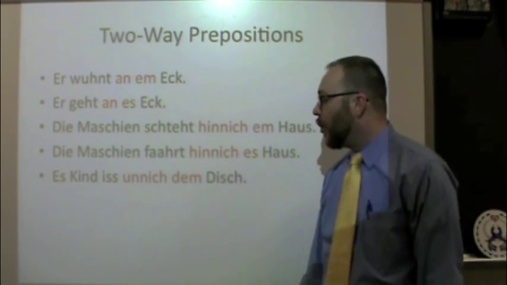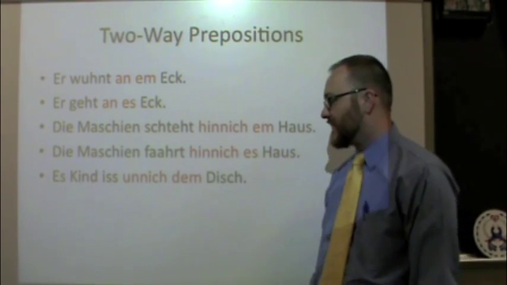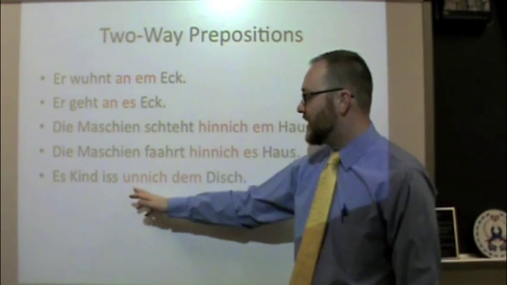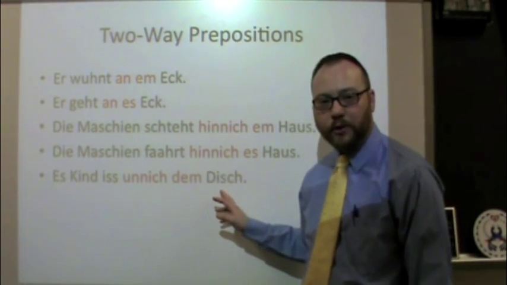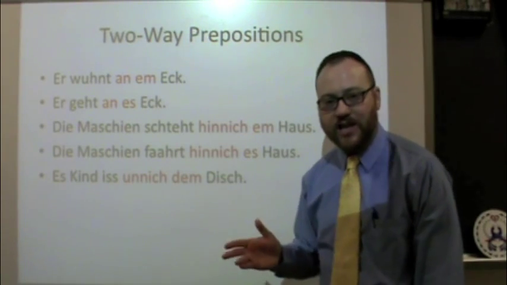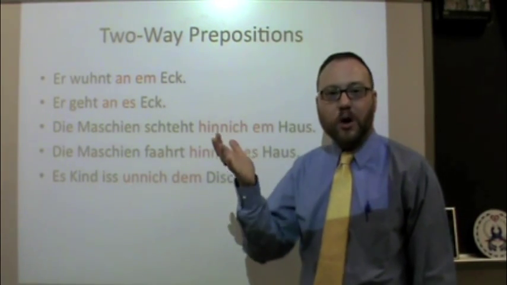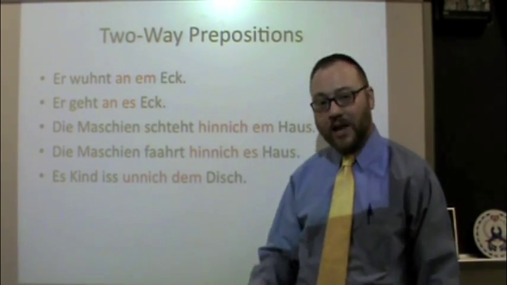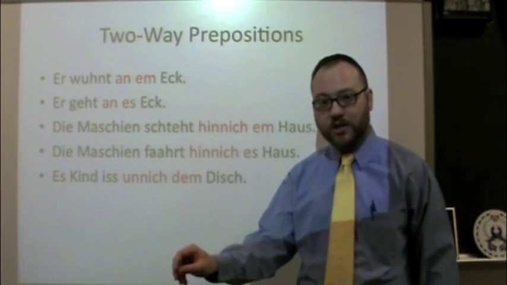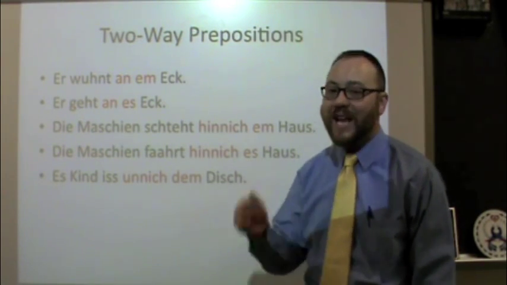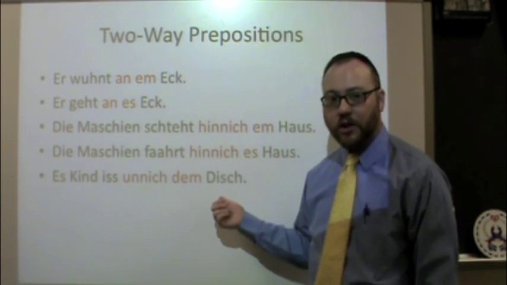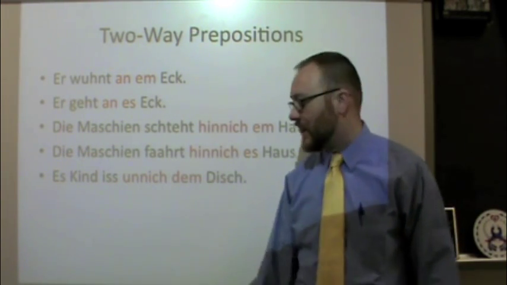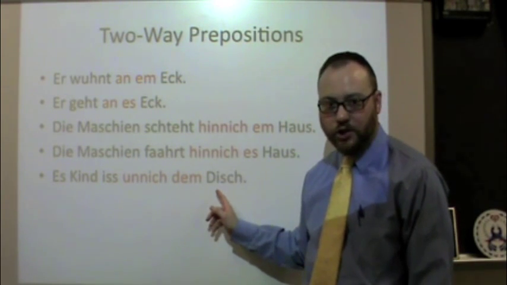Here's another one. Es Kind ist unter dem Tisch. The child, the kid, is under the table. So you've got to say to yourself, there's no motion there. He's just under it. Now, if it said he's running under the table, well, that'd be different. But it's not. The sentence is saying that he's under the table. So that's location, no motion. So dative. You'd have to look up Tisch if you didn't know. Again, Tisch is a masculine noun, so masculine dative, unter dem Tisch.